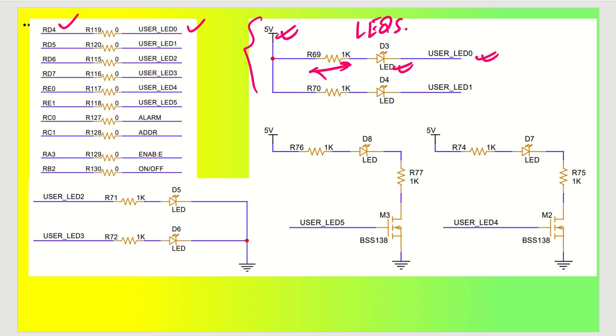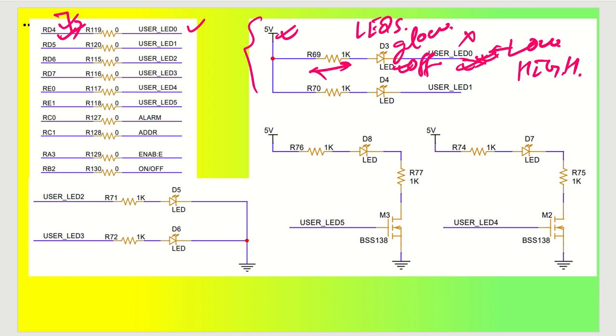Now what will happen whenever the microcontroller pin becomes low? Then this will get shorted and the LED will glow. And if you want to switch it off, then you have to make it high. So if the user LED pin goes high, then the LED will not glow, and when it goes low, then it will glow. Got it? In the same manner you can use user LED 1. So this is how you interface your LEDs to a microcontroller pin. Are you guys getting it?